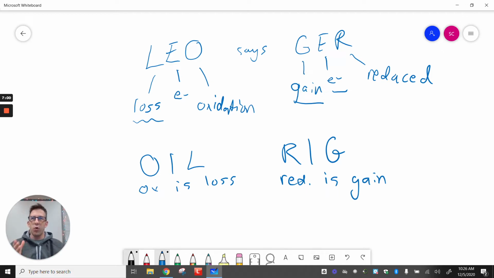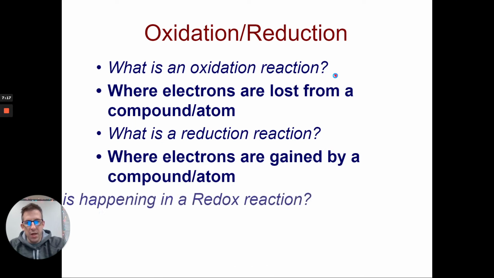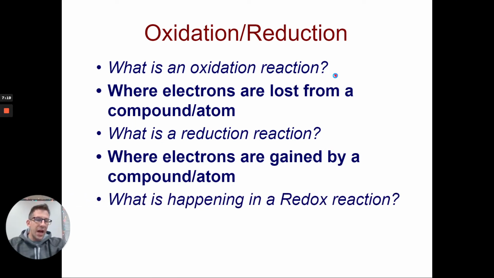Every time I work through these problems in my head, I always say LEO says GER. Loss of electrons is oxidation. It takes an extra second or two, but it gives you the right answer every single time. So I highly recommend remembering these mnemonic devices because they will come in handy, especially when we start to learn this information, okay? So what is happening in a redox reaction, a reduction-oxidation reaction?